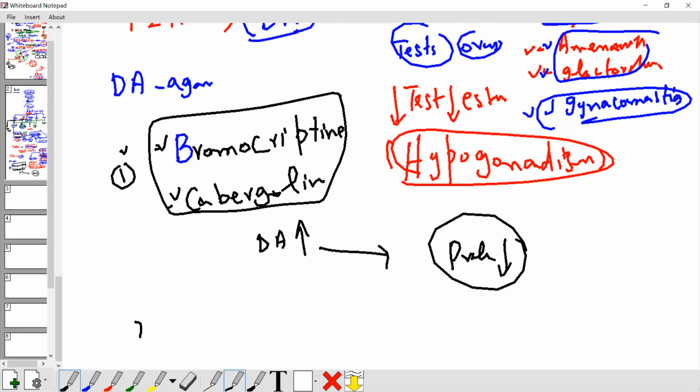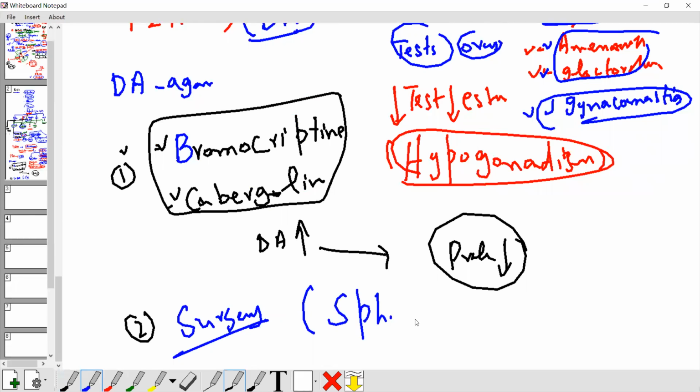How about the surgical therapy? We need surgery because it's a tumor. Sphenoethmoidal surgery.